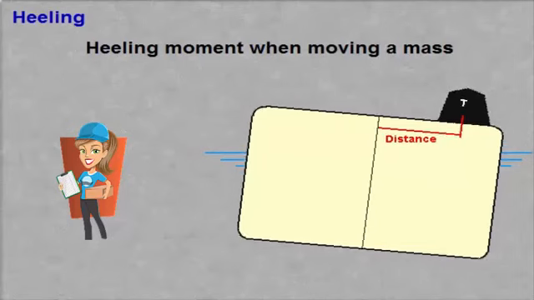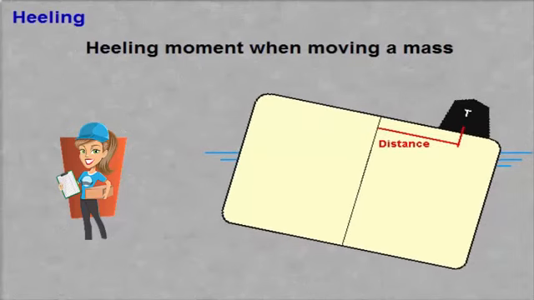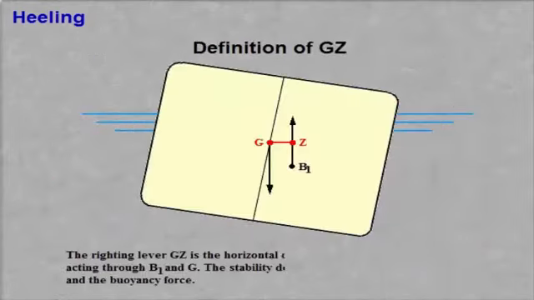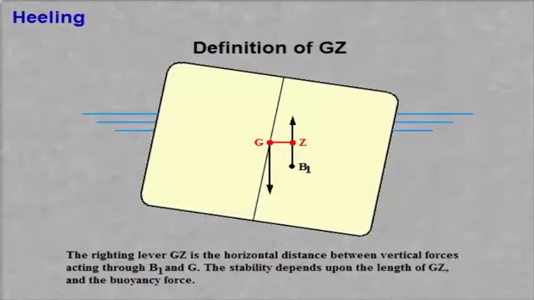Moving a mass out of the centre line of the ship will make the ship heel due to the heeling moment created by the moved mass. The heeling moment is dependent on the mass and moved distance. The righting lever, GZ, is the horizontal distance between the vertical forces acting through B1 and G. The stability depends upon the length of GZ and the buoyancy force.